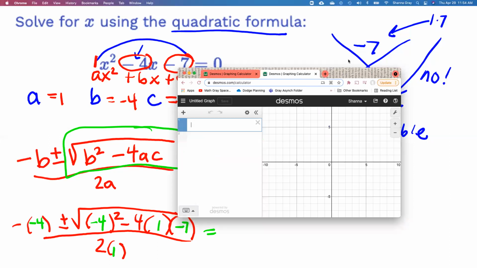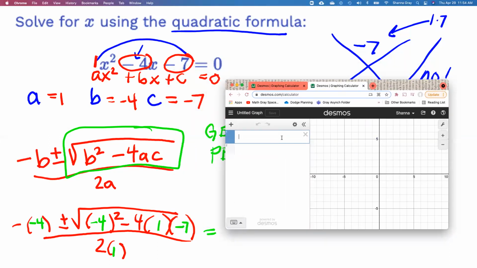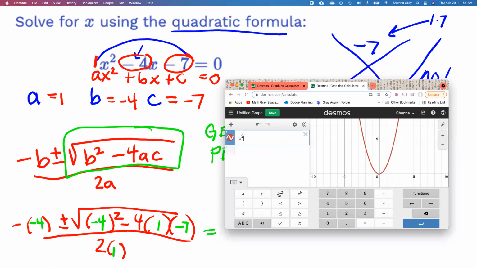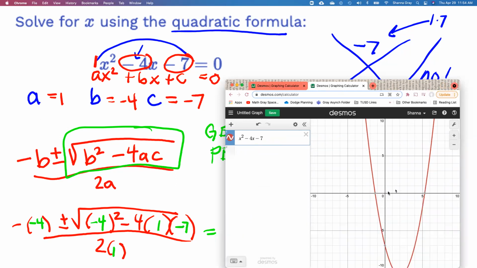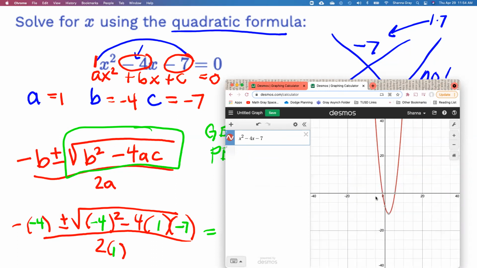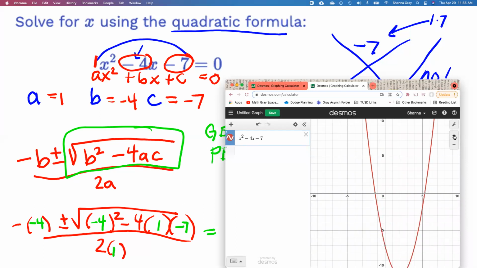If I'm looking at the graphing calculator on Desmos and I type in what I started with, which is x squared minus 4x minus 7, the graph looks like this. Because of that bowl shape, it crosses the x-axis twice. It comes down and crosses and then goes back up and crosses again. And the two places it crosses the x-axis are the solutions I'm looking for.